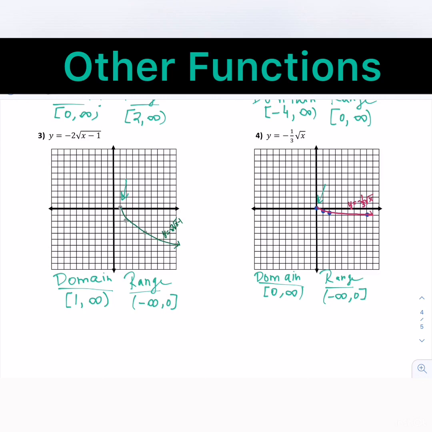All right, so these are kind of a summary of absolute value and square root functions. So I hope this was helpful.